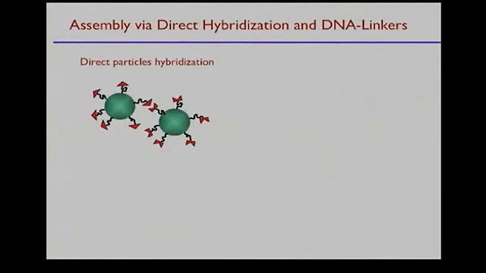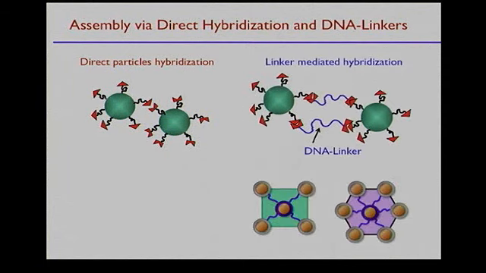What I told you about right now is an approach which we call direct hybridization. That basically allows those DNA which directly attach to the particle surface to find each other and form the structure. Alternatively, we can do something a little bit different, which we call linker-mediated hybridization. Now particles are not able to recognize each other, but this linker, which is a DNA linker, can recognize something on one particle, can recognize something on another, and this will connect them.